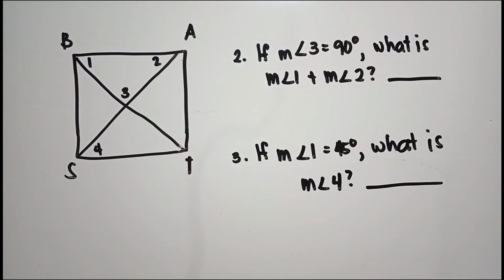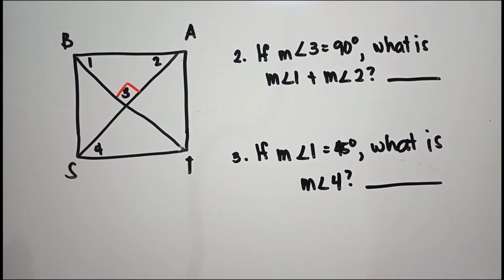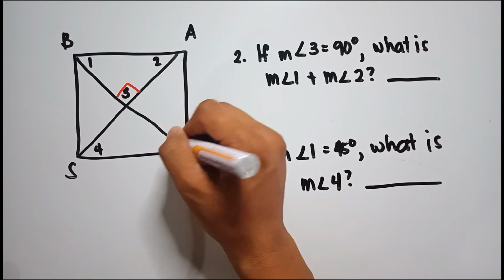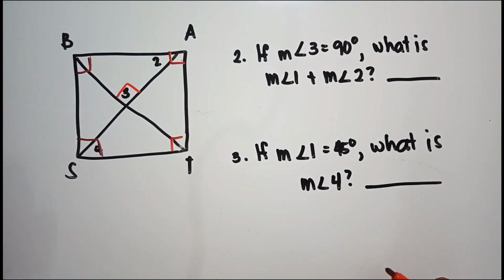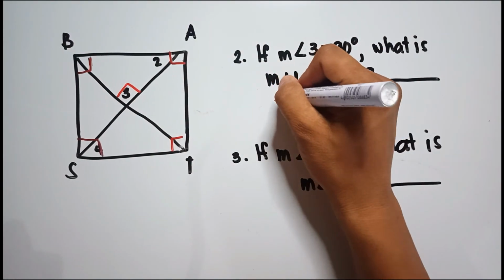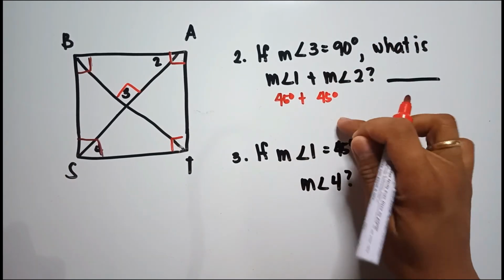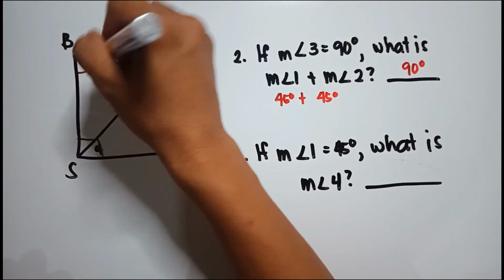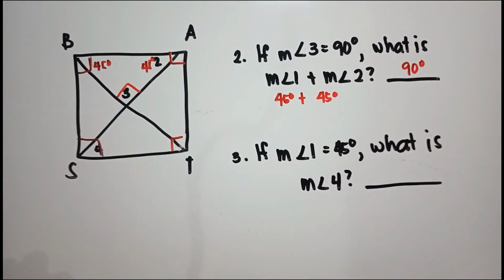For number 2, if the measurement of angle 3 is 90 degrees, what is the measurement of angle 1 plus angle 2? As we all know, a square has 4 right angles. And the diagonal is the angle bisector. So, meaning, angle 1 is 45 degrees and angle 2 is also 45 degrees. So 45 degrees plus 45 degrees is 90 degrees.